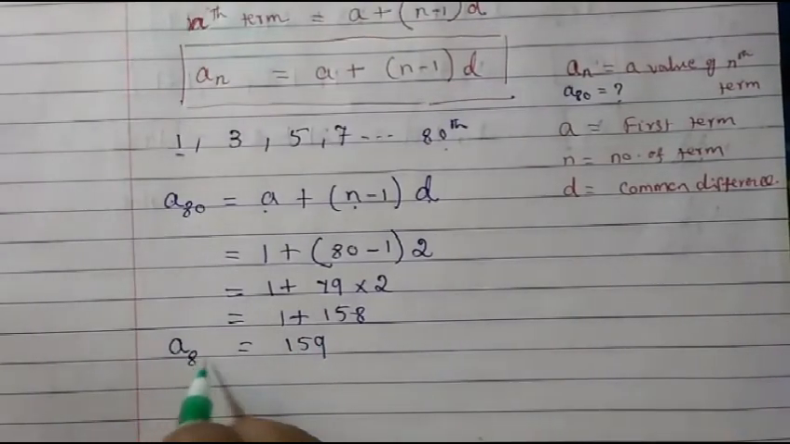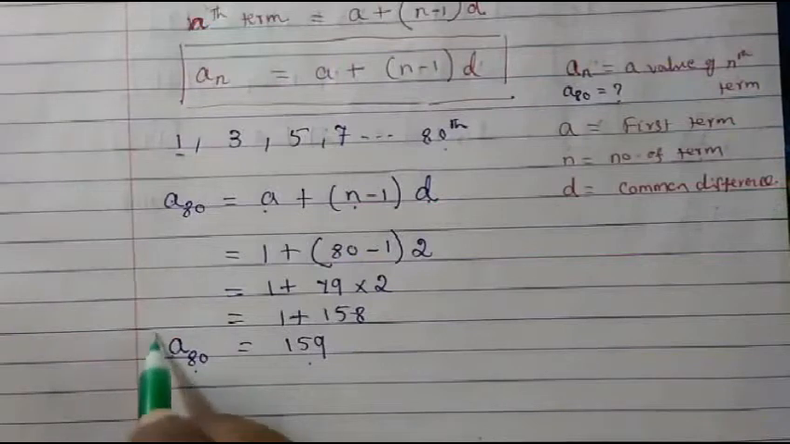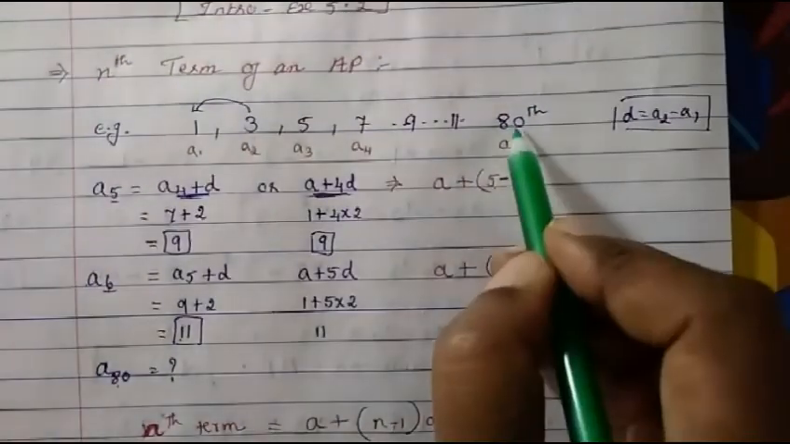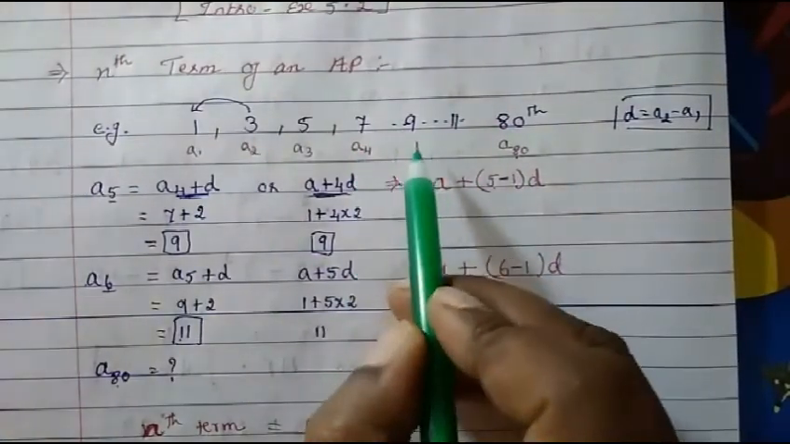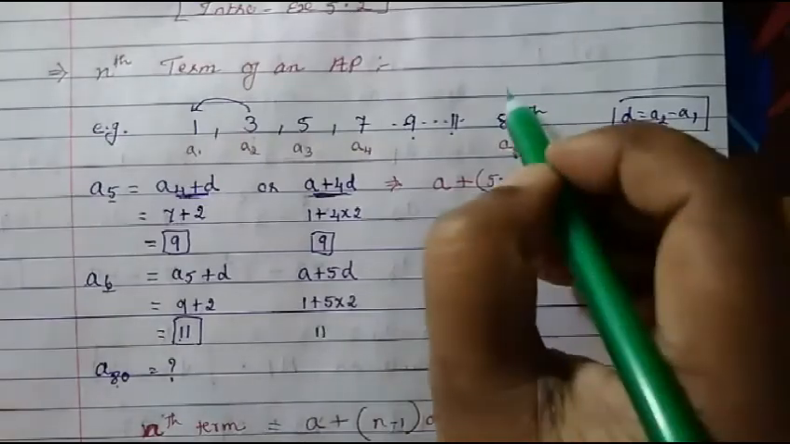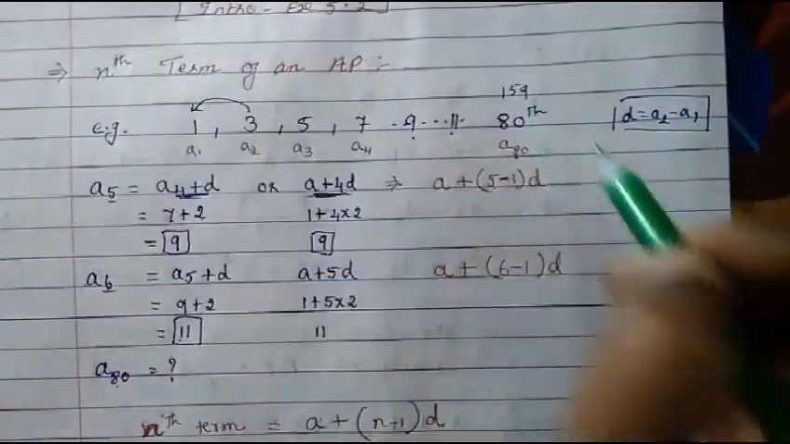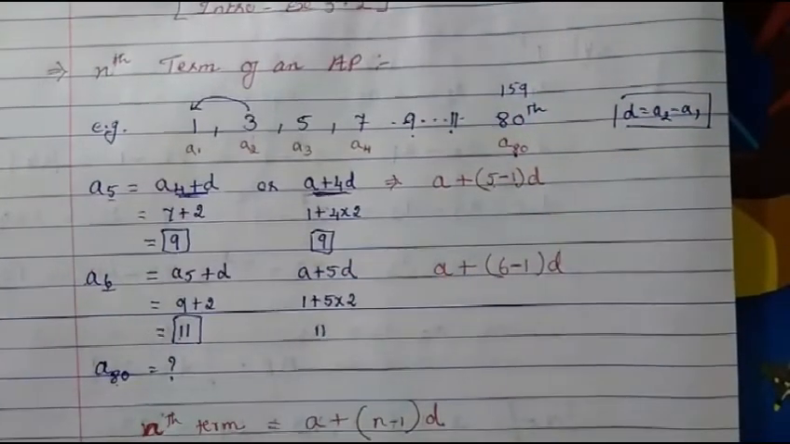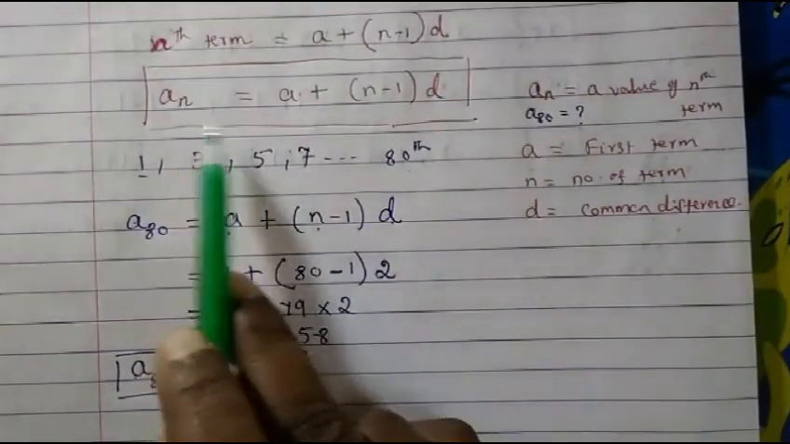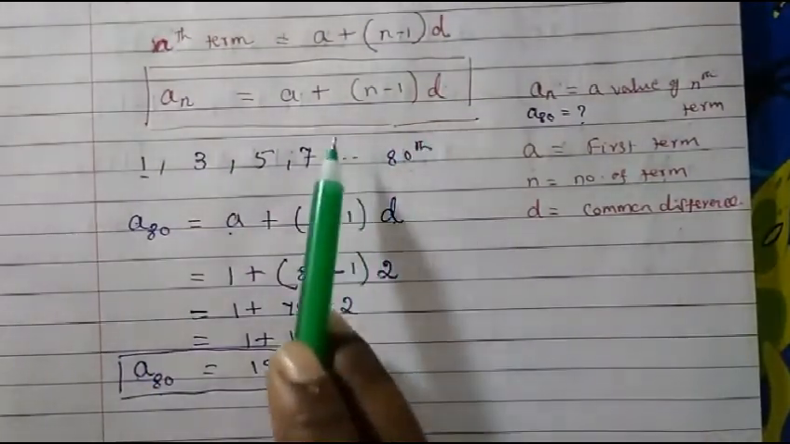So at the 80th term the A value is 159. So that's how we use this formula. That means the 80th term, we said A5 will be 9, A6 is 11, so A80 will be 159. So I hope this formula is clear to you. So remember this formula.